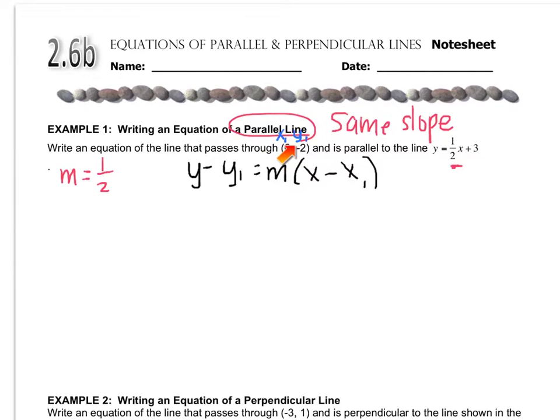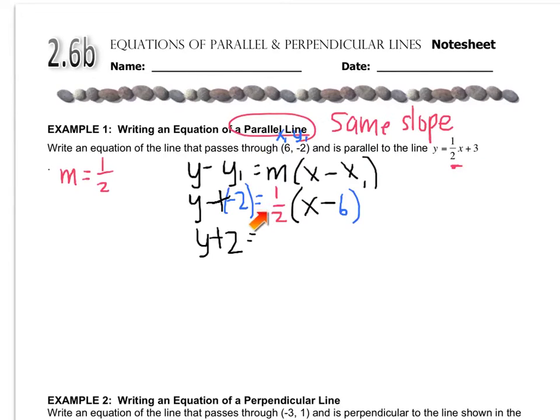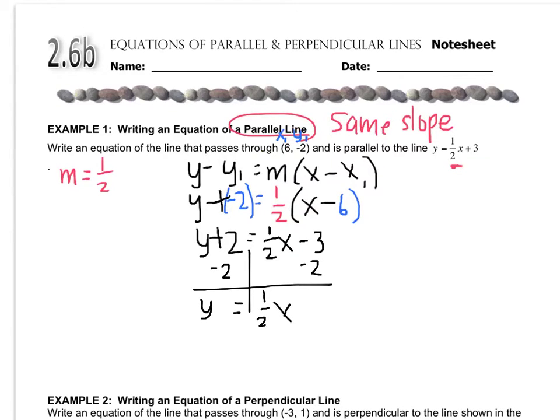So now I'm going to plug in what I have. Y stays y, and now instead of y1, I'll put -2. M I discovered is 1/2. X stays x, and x1 becomes 6. So now I just do my order of operations. Well, I'll just change that to say y plus 2, so it's simpler for me. So y plus 2, and then I'm going to do what we learned in the last chapter, which is to distribute. So 1/2 times x is 1/2 x, and 1/2 times -6 is -3. I'll drop a line and subtract 2. Y equals 1/2 x minus 5.